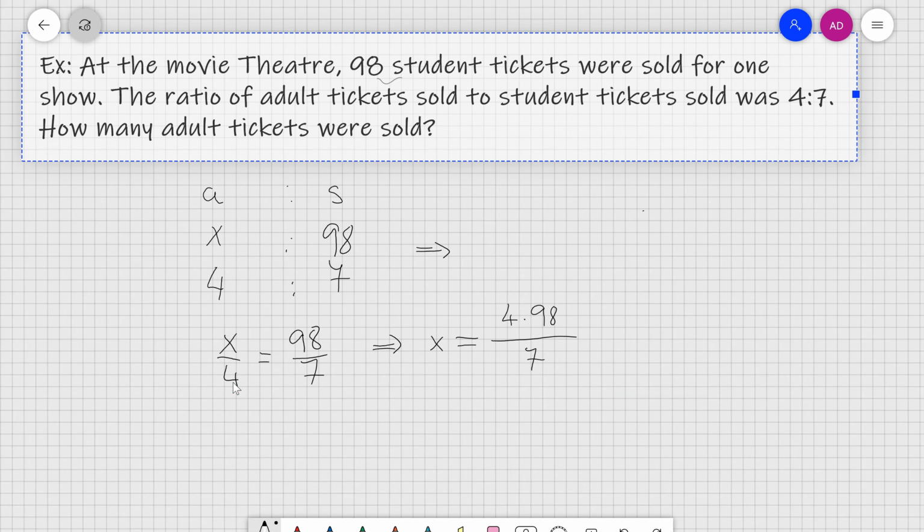Let's try to simplify 7 and 98 by 7. So 7 divided by 7 is 1. 98 divided by 7 is 14. X equals 4 times 14, 56. Hence, 56 adult tickets were sold.